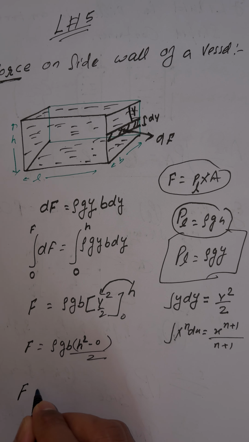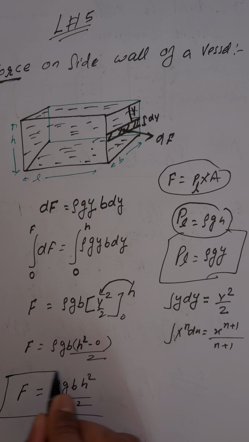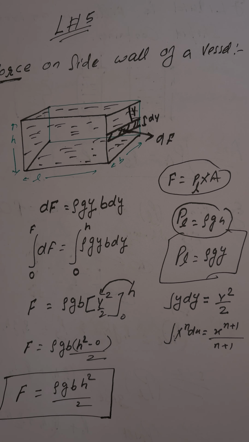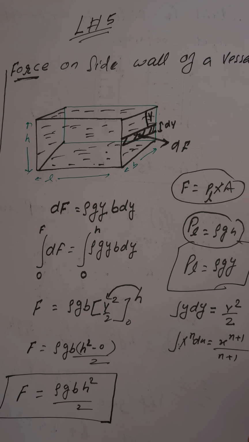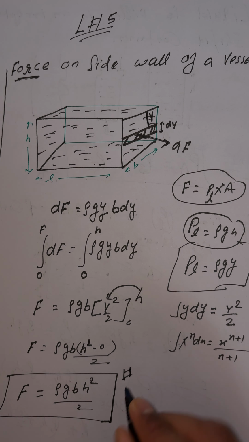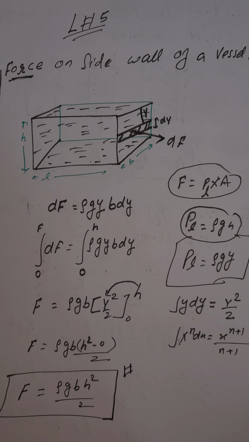So what is the force on the side wall of the container? F is equal to rho g b h square by 2. Students, multiple times they have asked only the formula for force on a side wall of a vessel. So keep in your mind, it's highly important: rho g b h square by 2. Students, take a snapshot. I want you to turn the page. Okay, I hope you have already taken it. Now students, have a look next.